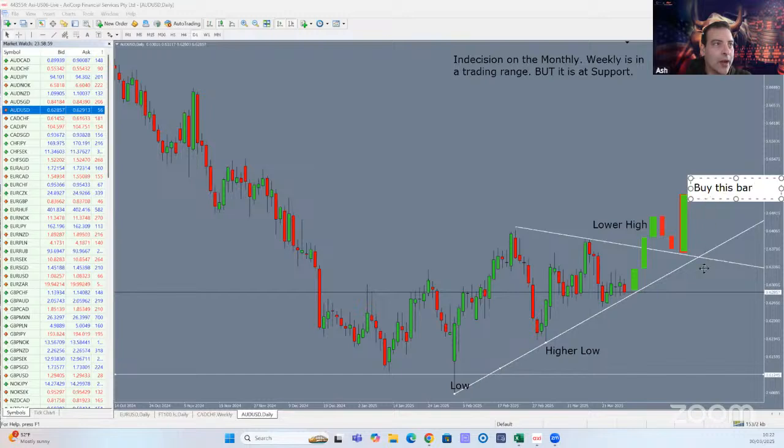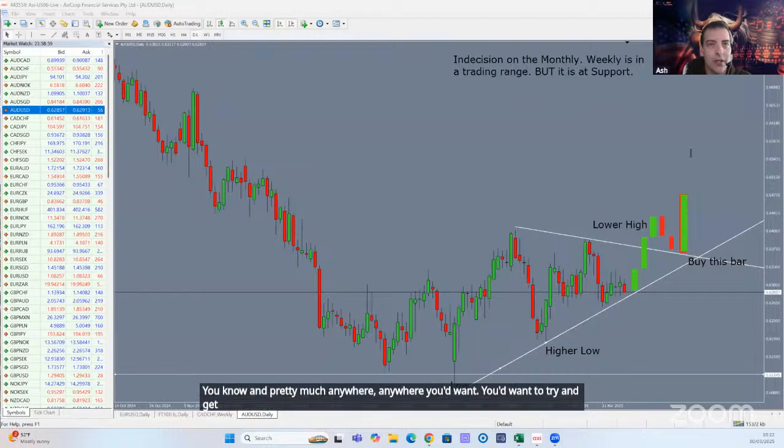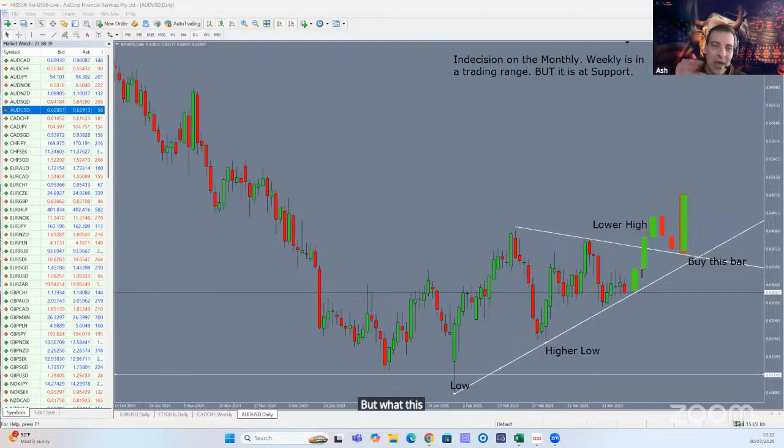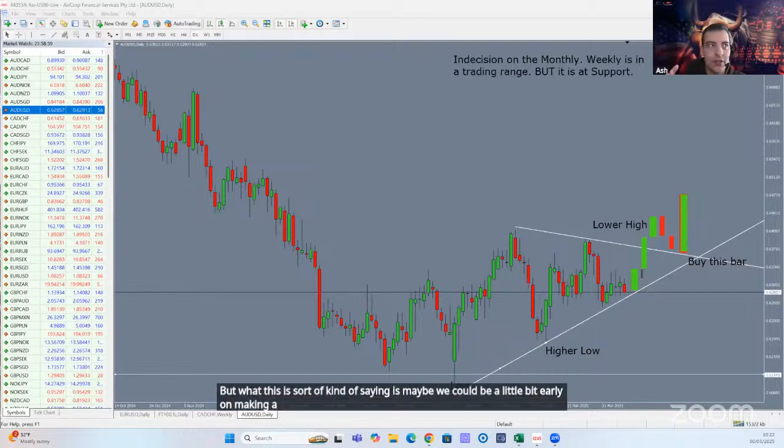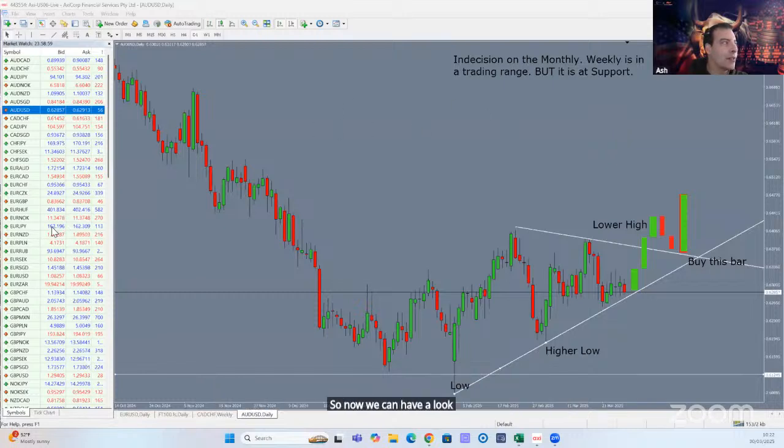And pretty much anywhere you'd want. You'd want to try and get in at the lows if you could, to get the run. But what this is kind of saying is maybe we could be a little bit early on making a decision on the Aussie versus the dollar. So now we can have a look at some of the other data. So let's have a look at the COT data.